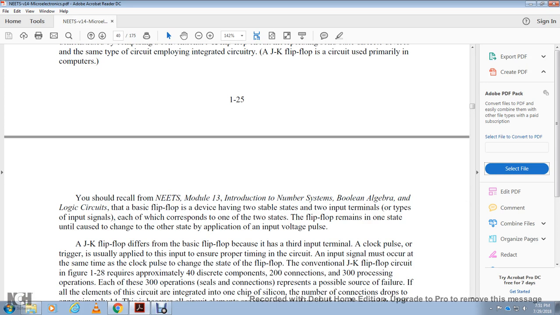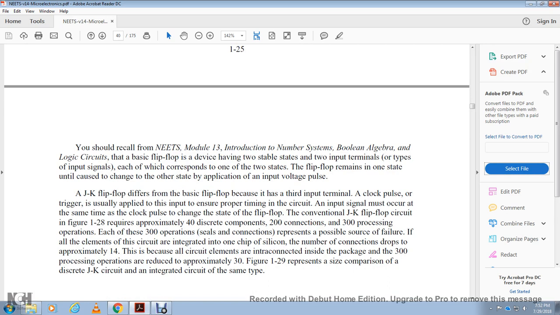You should recall that NEETS Module 13, introductory number system, Boolean algebra, logical circuits, describes the basic flip-flop as a device having two stable states with two input terminals for the types of input signals, each of which corresponds with one of the two states. The flip-flop remains in one state until changed, and then stays in the other upon application of an input voltage pulse. The JK flip-flop differs from the basic flip-flop because of a third input terminal, the clock pulse or trigger, usually applied to ensure proper timing. In the circuit, the input signal must occur at the same time as the clock pulse to change the state of the flip-flop.